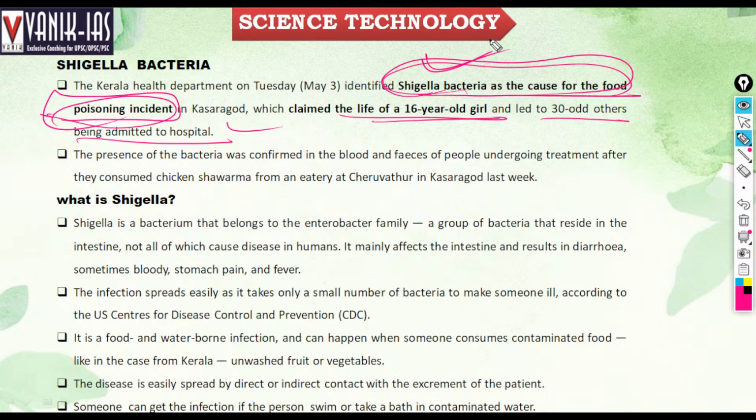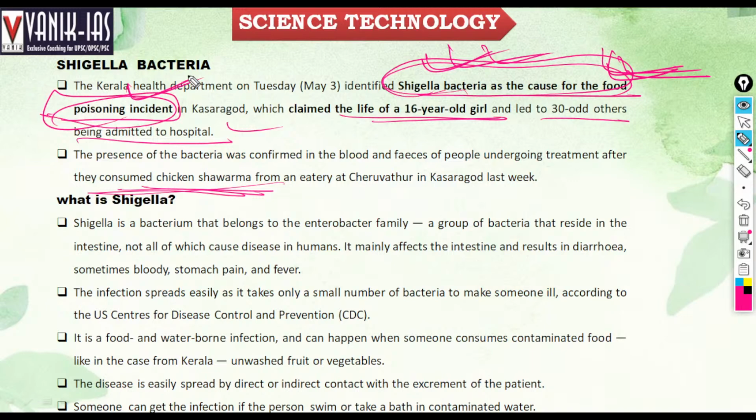The presence of the bacteria was confirmed in the blood and feces of people undergoing treatment after they consumed chicken shawarma from an eatery in Cheruvathur, Kasaragod last week. They consumed chicken shawarma and that led to the food poisoning incident. This bacteria caused the food poisoning incident.